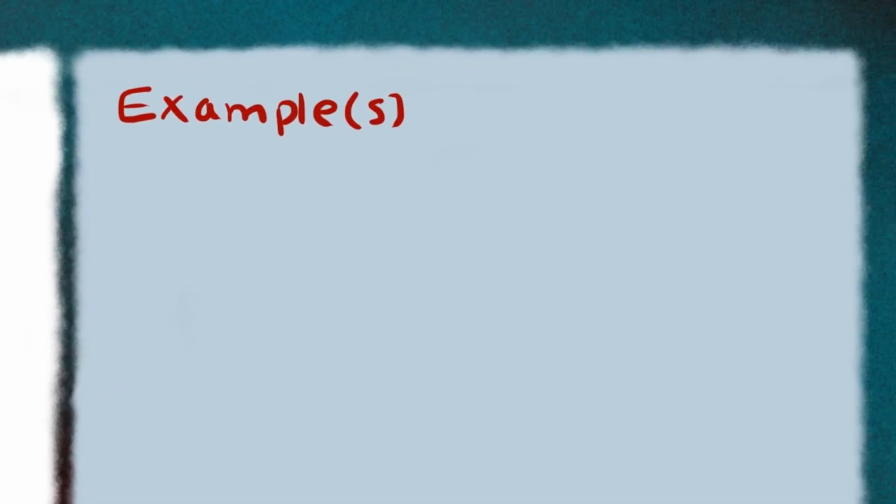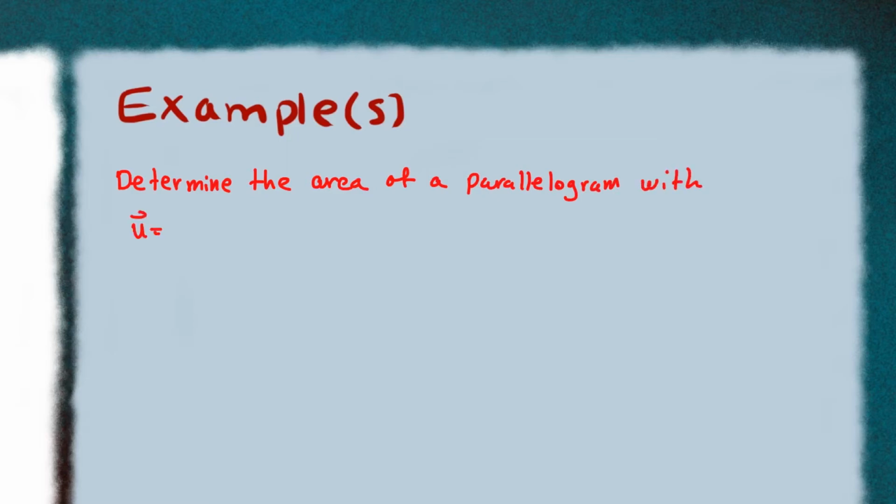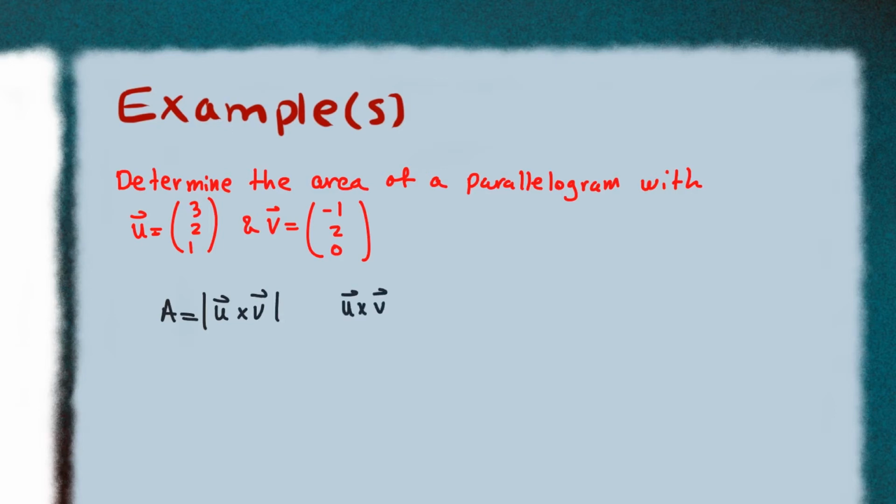For the first example, we want to determine the area of a parallelogram which has two vectors, vector u and vector v. We know for a parallelogram, the area is the magnitude of the cross product of the two vectors. First, we will find the cross product. To do that, we'll write all our components. We'll write the components of vector u as 3, 2, 1 and vector v as -1, 2, 0.